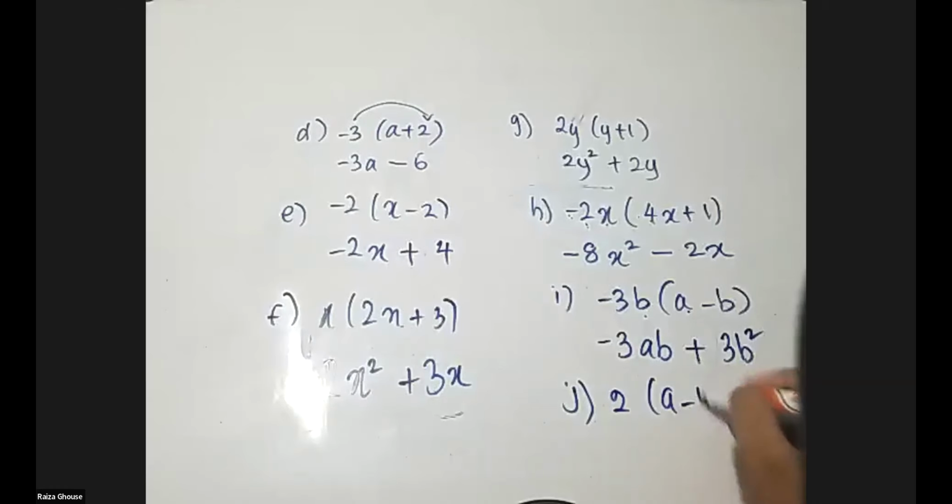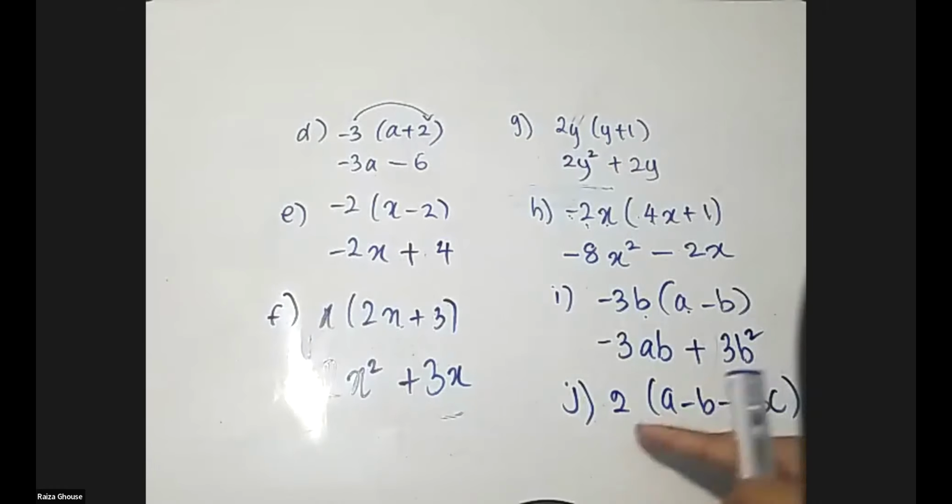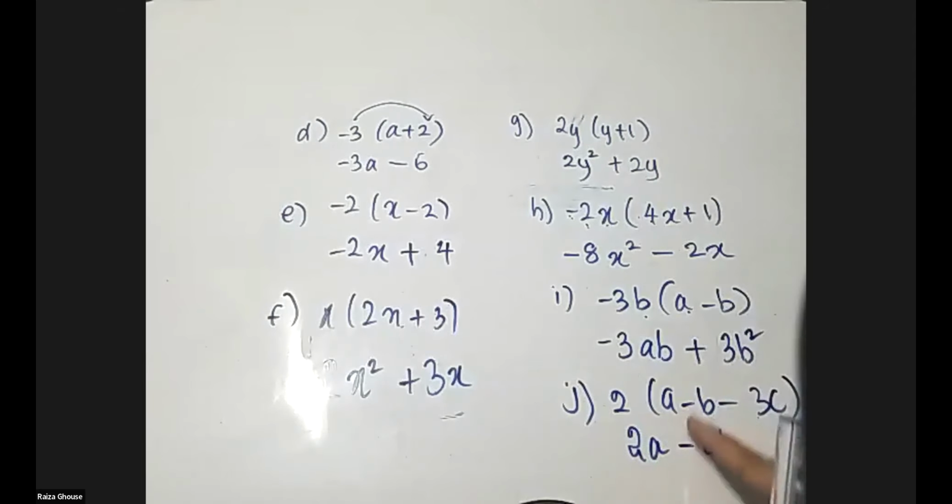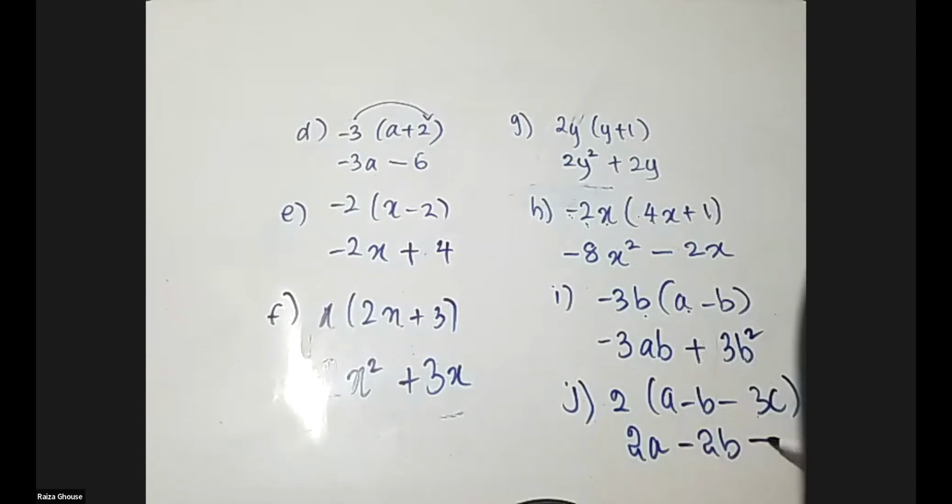Now the last but not the least. 2 into a minus b minus 3c. You can see three terms are here, but no worries. That's simple. You have to multiply terms inside by the term outside. 2 into a is 2a. 2 into minus b is minus 2b, because plus into minus is minus. 2 into 3 is 6c.